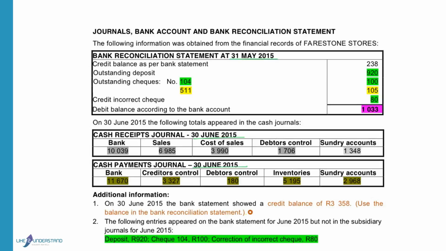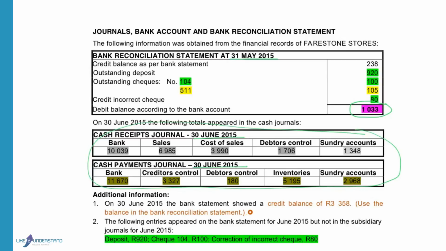So the first entry that I must record is the debit balance that's given to us in this bank reconciliation statement at the end of the previous month. So this is the opening balance in my bank account on the 1st of June. Then I will record the totals given to me in the cash receipts and cash payments journal. In the additional cash receipts and cash payments journal, we will start with these totals.